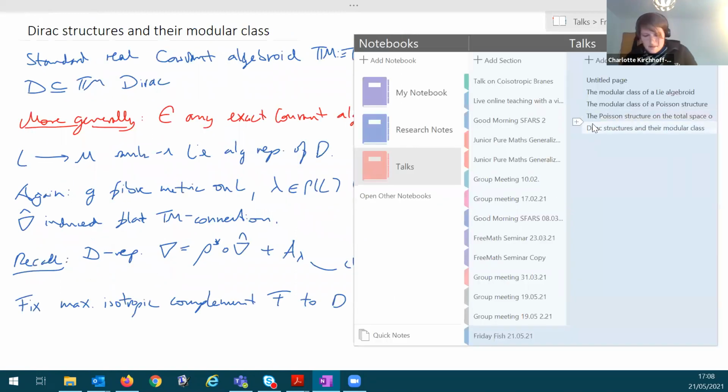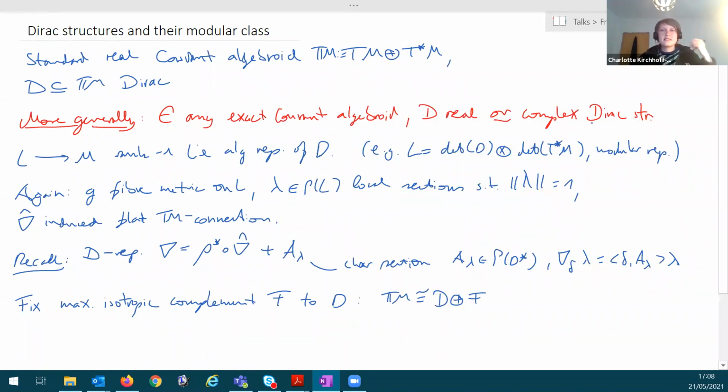Okay, so what I now want to do, and what is new, is look at what happens when we pass from Poisson structures to general Dirac structures. For simplicity, we're going to consider Dirac structures in the standard real Courant algebroid, and we're going to consider real Dirac structures, but this works in exactly the same way in any exact Courant algebroid, and you can do things slightly differently to also get the same result for complex Dirac structures.